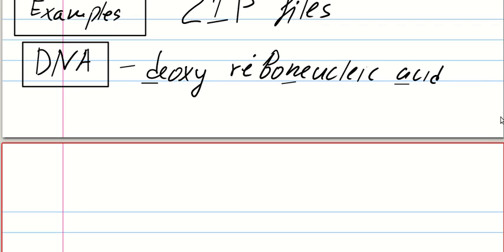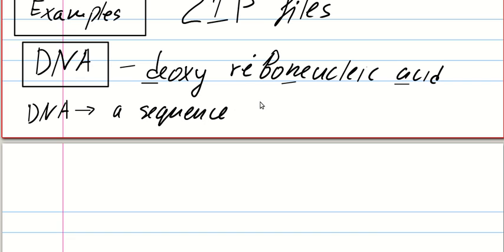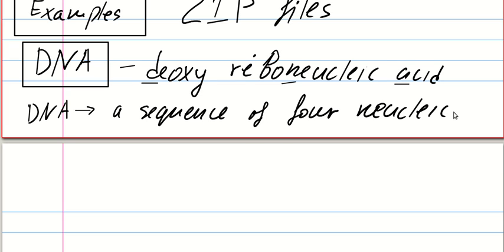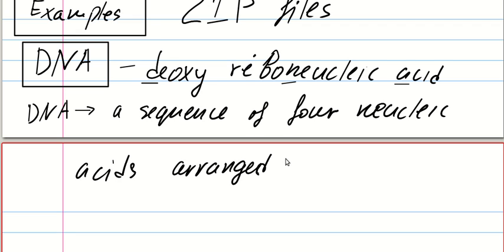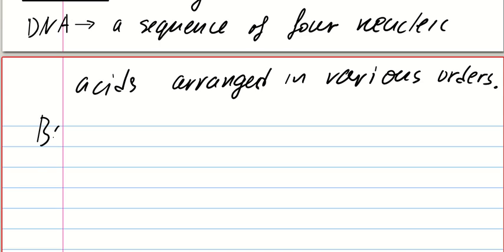So what is the idea of the DNA? DNA is basically a sequence of 4 nucleic acids arranged in various orders. If you're familiar with biology, which I'm not, just a tiny bit, I don't know much about it. Sorry, I didn't say it right.